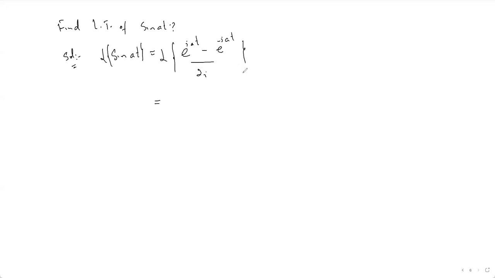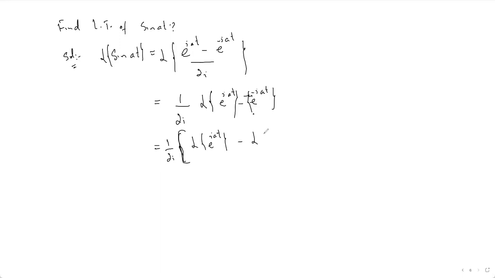I will write down this 1 by 2 iota here as I did just now. So then it will be the Laplace transform of e raised to power iat minus e raised to power minus iat, right? So that means that we have the Laplace transform of this and Laplace transform of this. Okay. Let me just first write it. So this is 1 by 2 iota, and then I will keep it in this kind of parenthesis. This is the Laplace transform of e raised to power iat, minus Laplace transform of e raised to power minus iat.